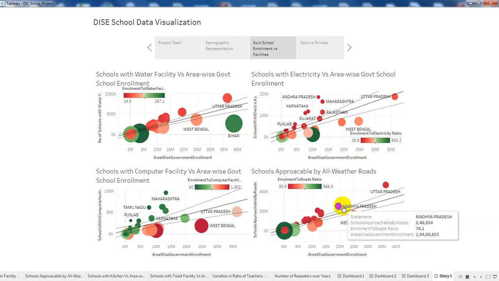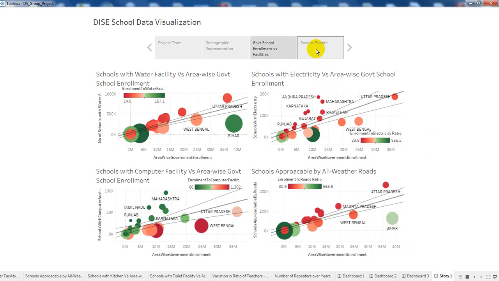In contrast, the states of Madhya Pradesh, Uttar Pradesh and West Bengal have a very low enrollment to roads ratio, which means it's not an important factor for these states. The government can look into improving the all-weather roads in the states so that the number of enrollments also increases.